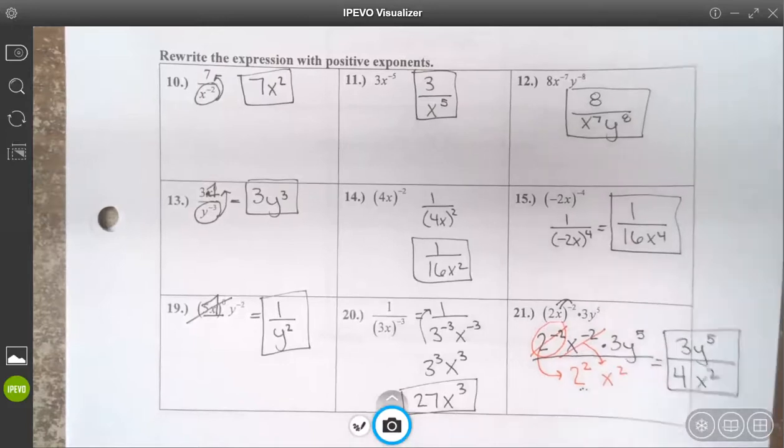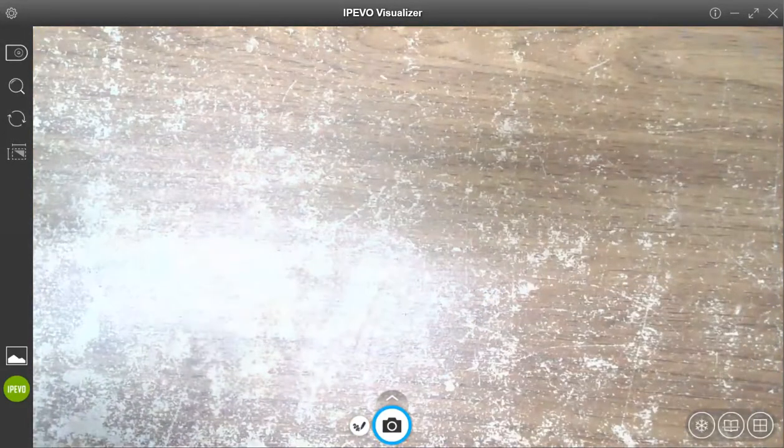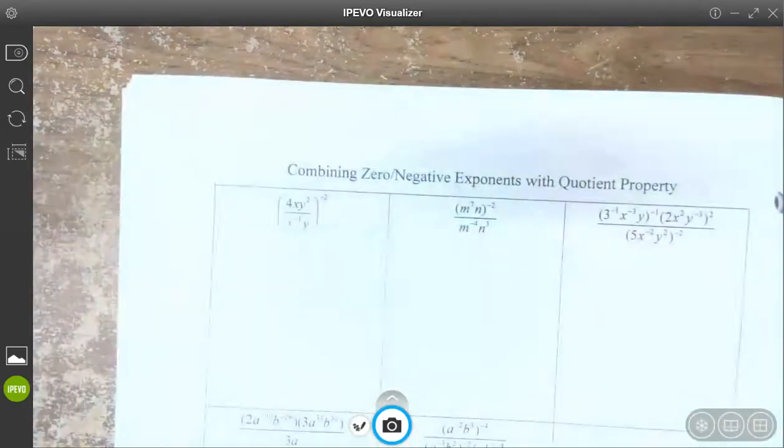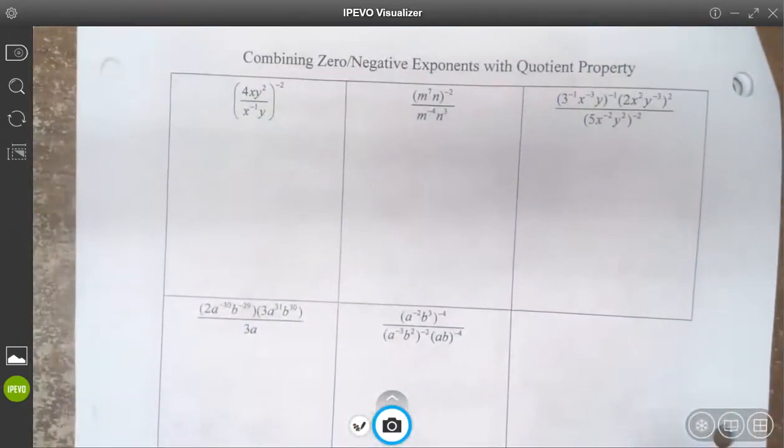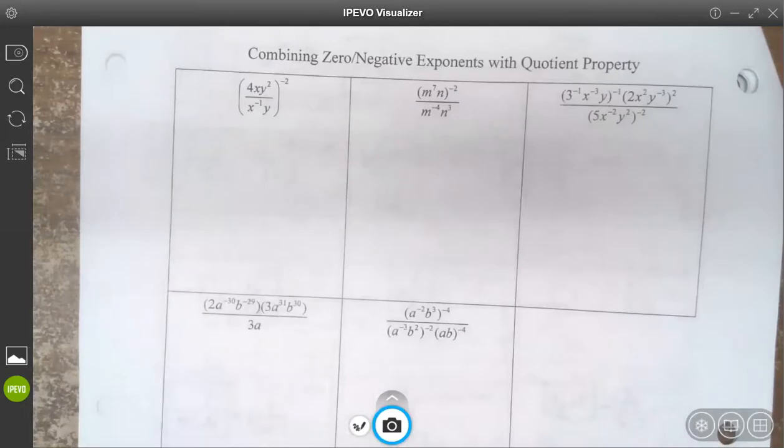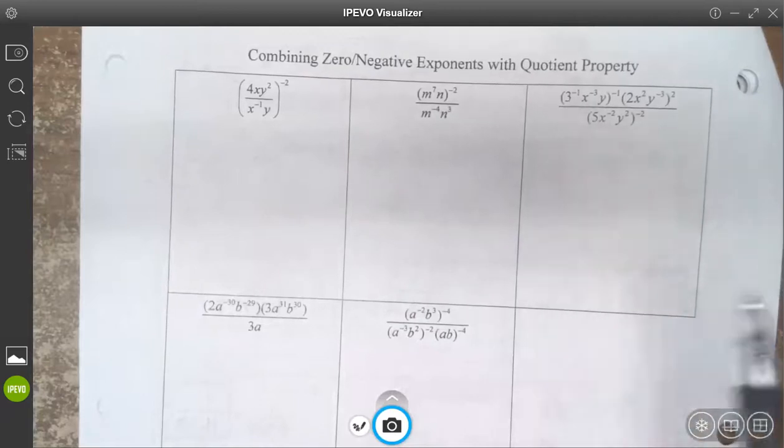Okay, now it's time to have some fun. So now we've essentially learned all of the properties of exponents, which means we can put it all together. So I'm going to do a couple of these, and then I'll let you try a couple as well. So I'll try some of the more challenging ones. I'm going to start with this 3rd problem here.